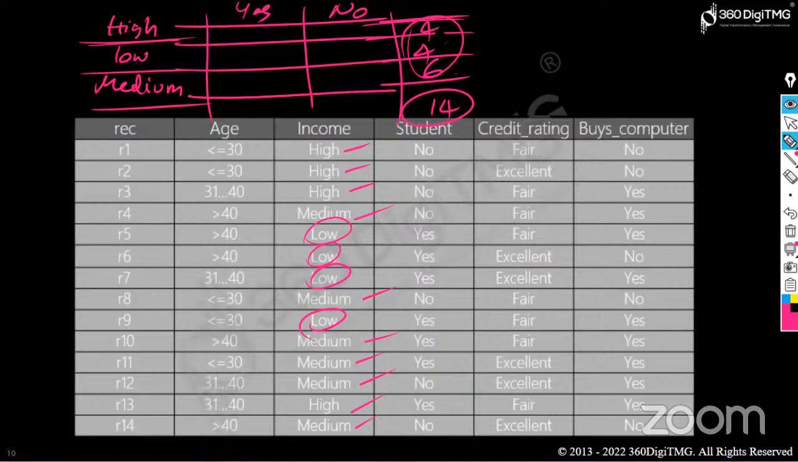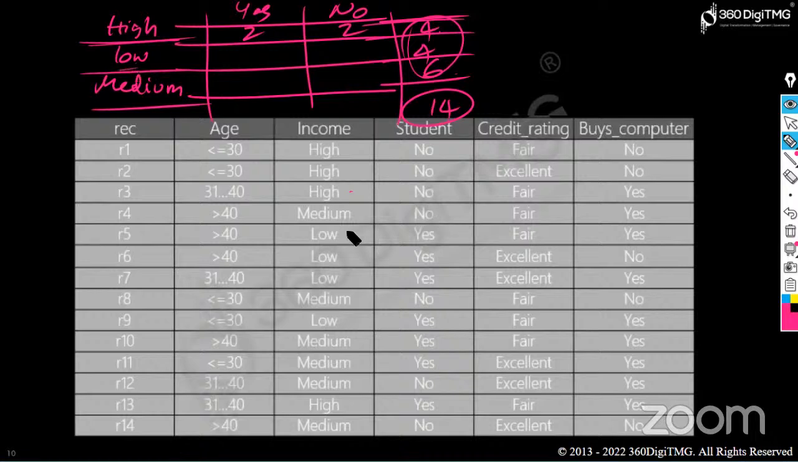Now we got it. Among 4, how many are saying yes and how many are saying no? That will give you the probability of high, the probability of high saying no. We just need to concentrate on buys computer. That is the output. So high, no, high, no, high, yes. And here high, yes. So there are 2 yes and 2 no.